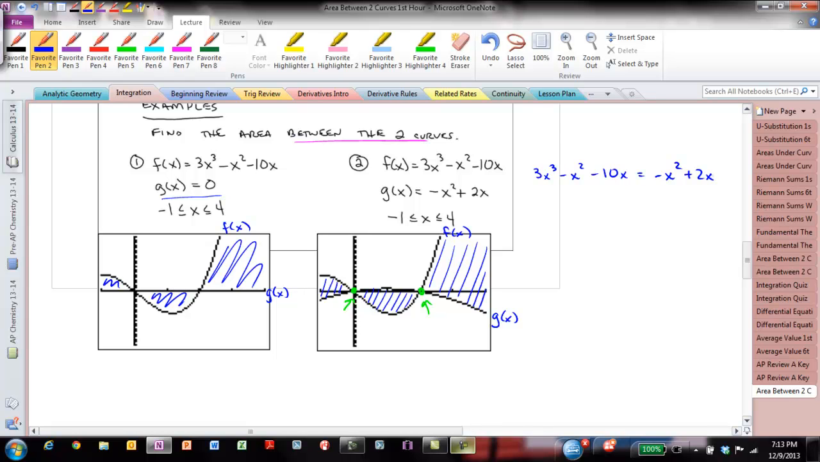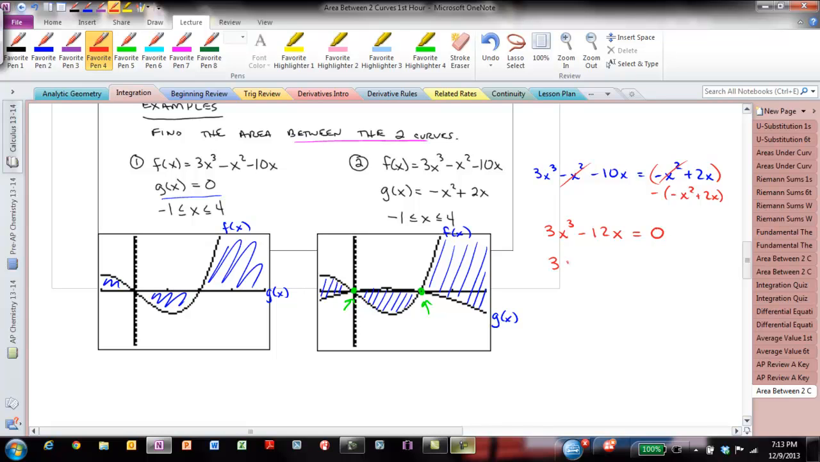To solve this, we need to set it equal to 0, which means we're going to subtract one side over. So I'm going to subtract the negative x squared plus 2x. Really, I'm going to add the x squared over, and the x squareds are going to cancel. I'm going to get 3x cubed. The x squareds are going to go away. I'm going to subtract the 2x, get minus 12x, set it equal to 0.